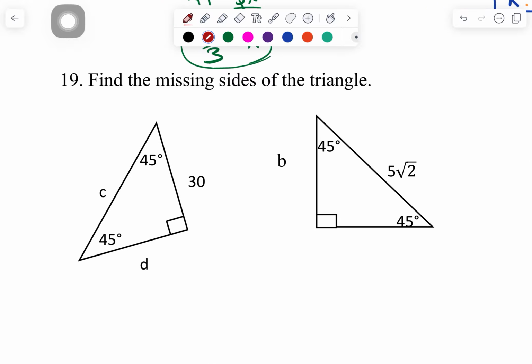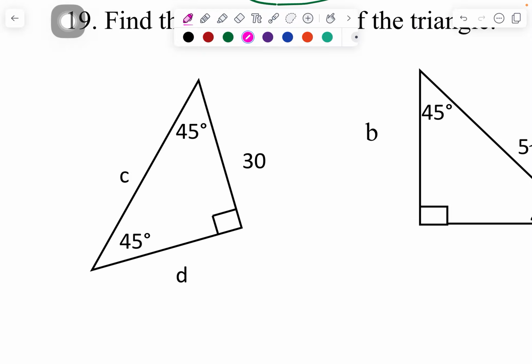Now, both of these triangles are 45, 45, 90s. So my brain immediately tells me for a 45, 45, 90, the legs, remember the legs are the sides that make up the right angle, those are x, and the hypotenuse is x root 2. So if I know what x is, which in this case I do, I'm going to know what this side is because it's the same exact thing.